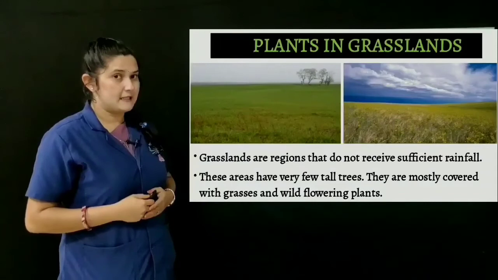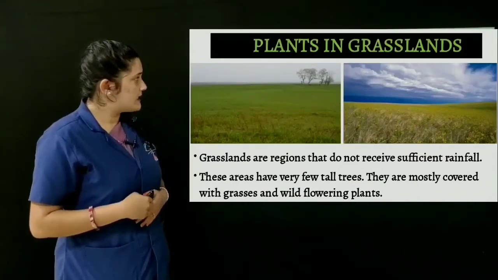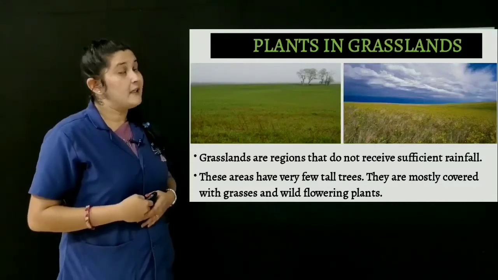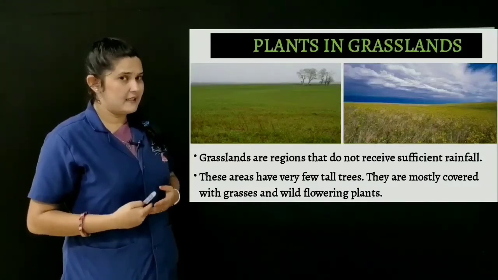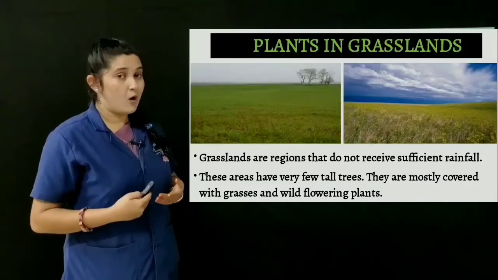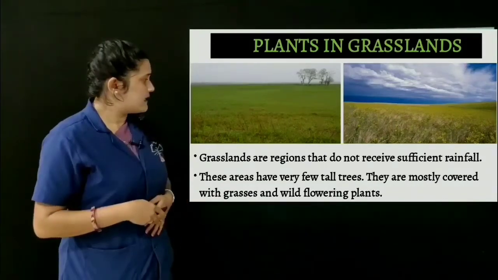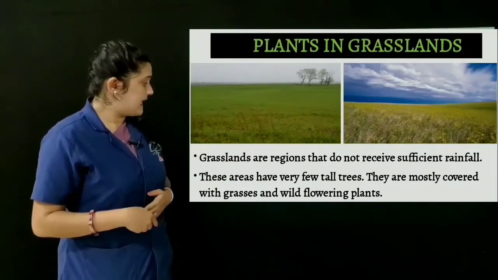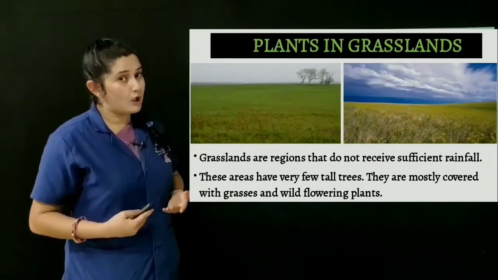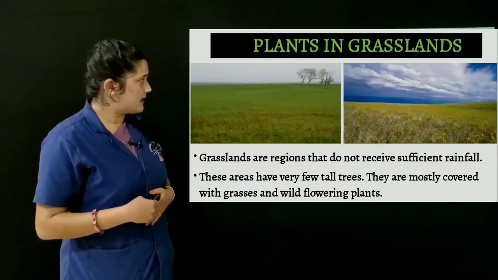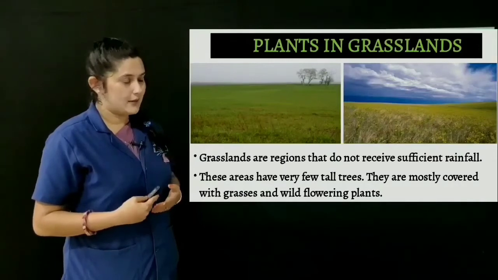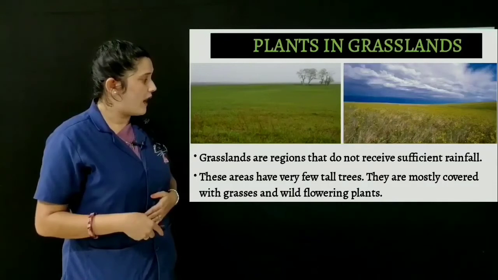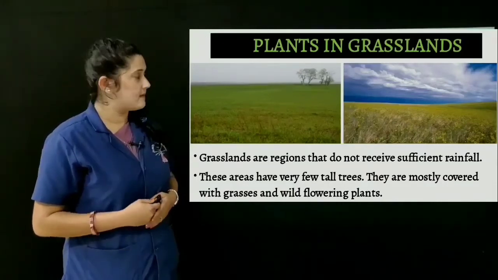Plants in grasslands. Here you can see this picture. Are there many trees in grasslands? No, there are only few trees. Grasslands are regions that do not get sufficient rainfall. These areas have very few tall trees. You can see here very less tall trees. They are mostly covered with grasses and wild flowering plants.